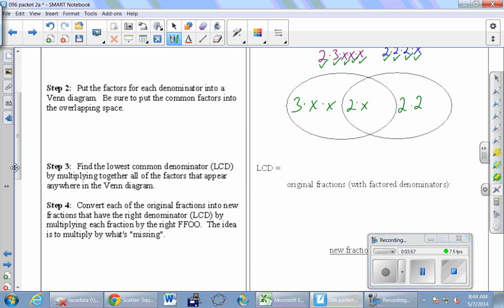And so that means that the lowest common denominator is just the product of all these things. 3 times x times 2x times 2 times 2. You're welcome to smush those together, but I would leave it. I like leaving things factored, so it's going to be really clear to me in the next step exactly what each fraction is missing.